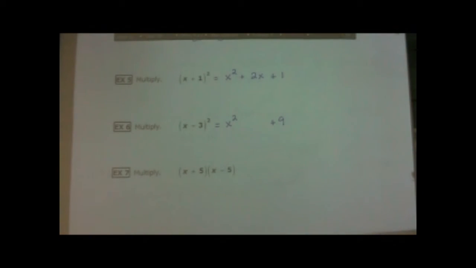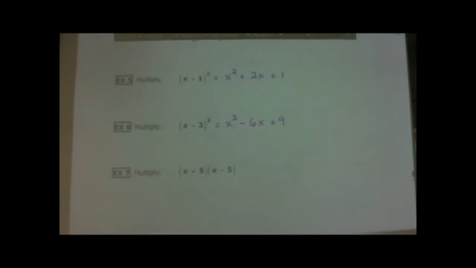So let's go back here. It starts out, we have an x squared. And a 3 squared is going to give us plus 9. Remember, it's going to be a plus 9 because really it's negative 3 times negative 3. And in the middle, we've got 2 times x times 3, which is 6, but it's going to be minus. So minus 6x.